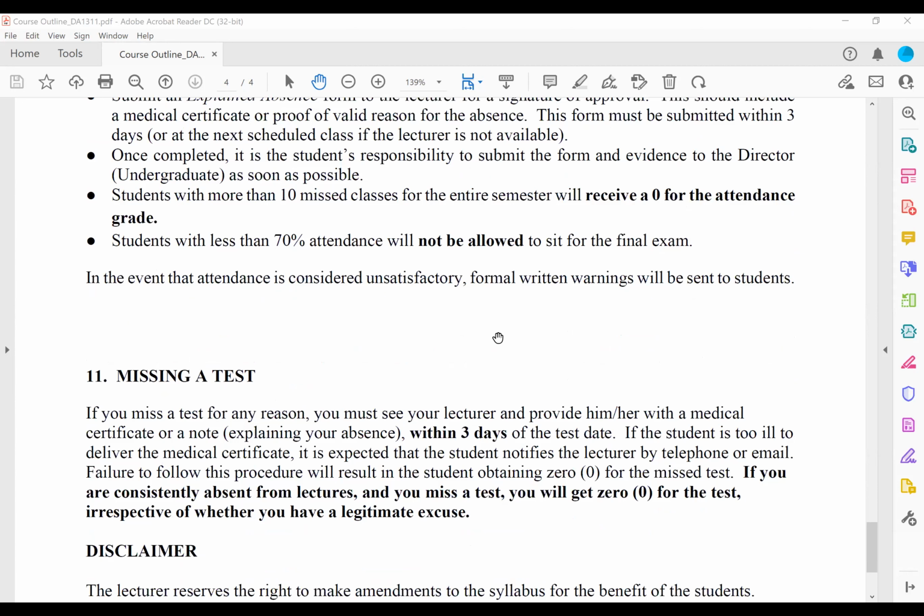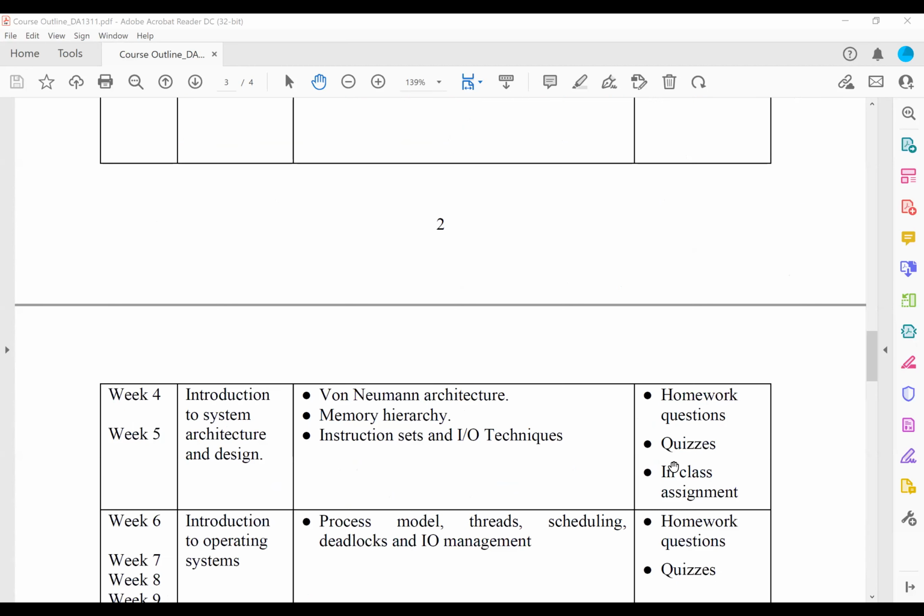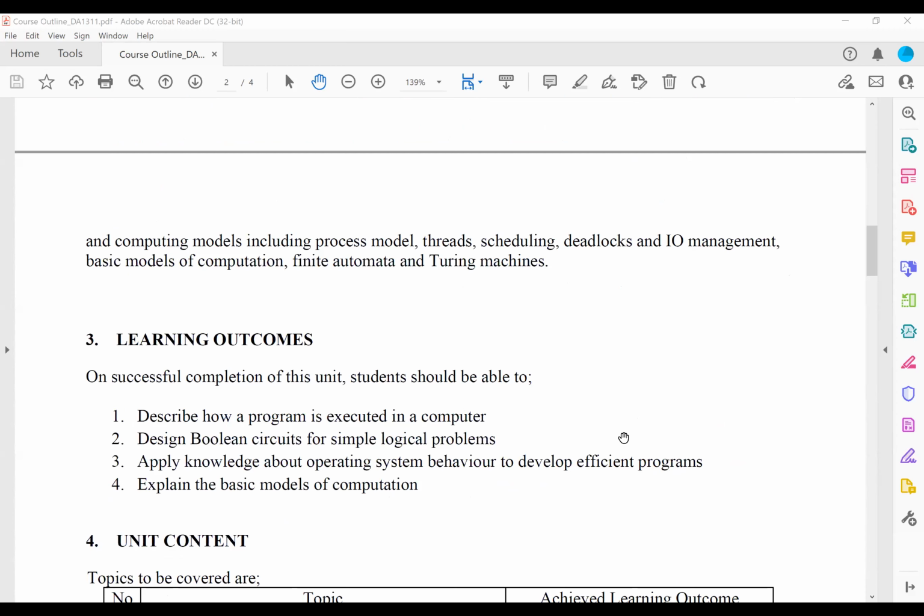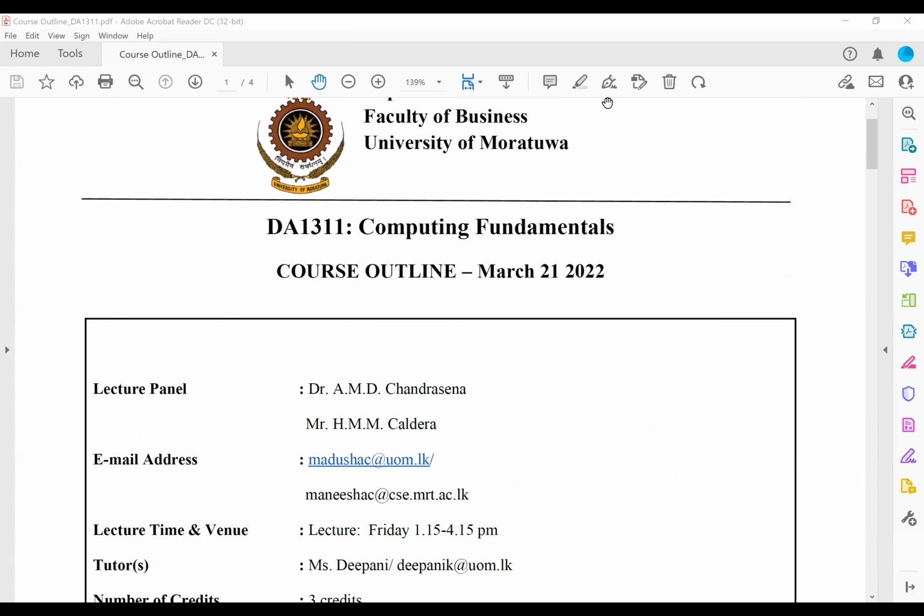If you miss any of the exams, you have to inform me within 3 days. If there is a specific reason and you can prove that, you will get a makeup exam for those tests. If not, you will get 0, okay? Those are the main things I need to remind you regarding the syllabus. Do you have any doubts? If you do not have any doubts, I think today we can start from the first chapter.